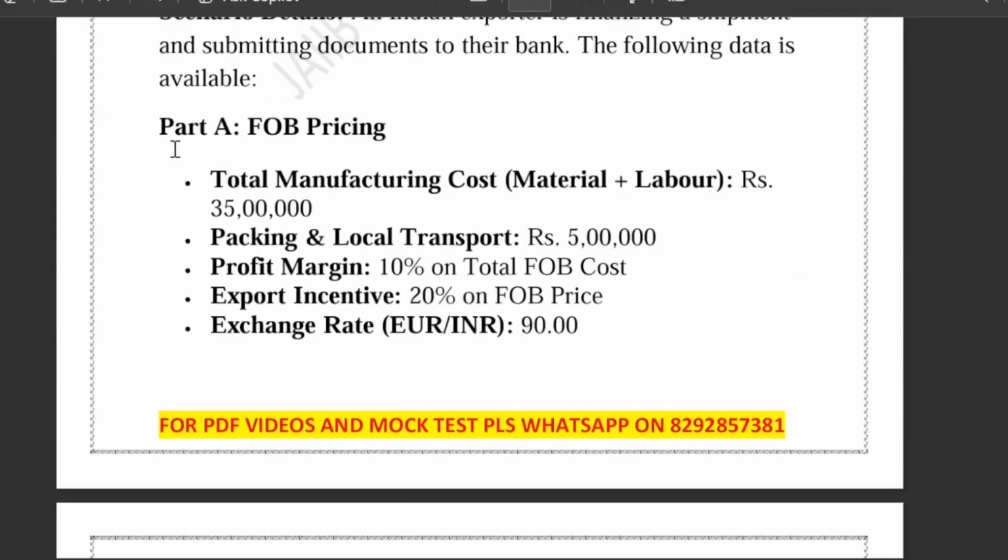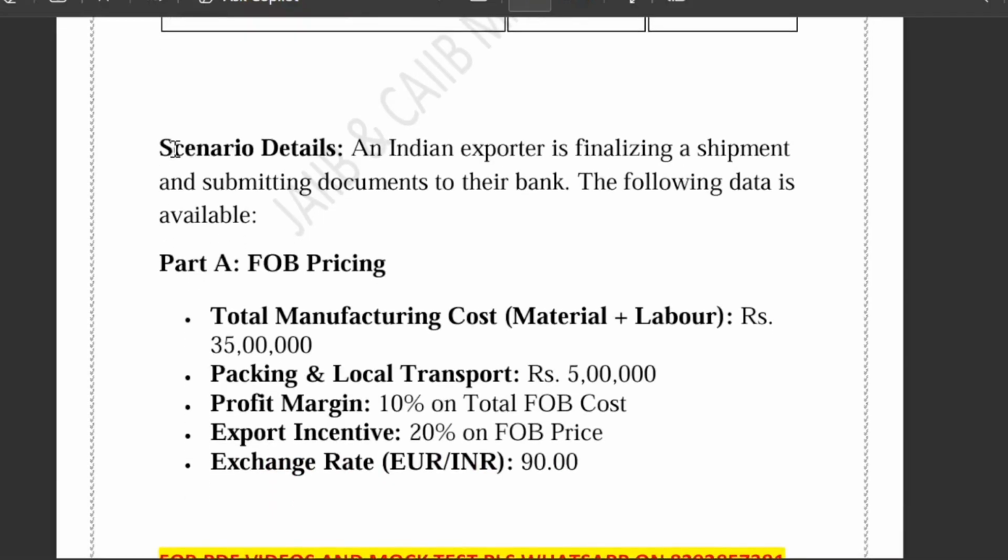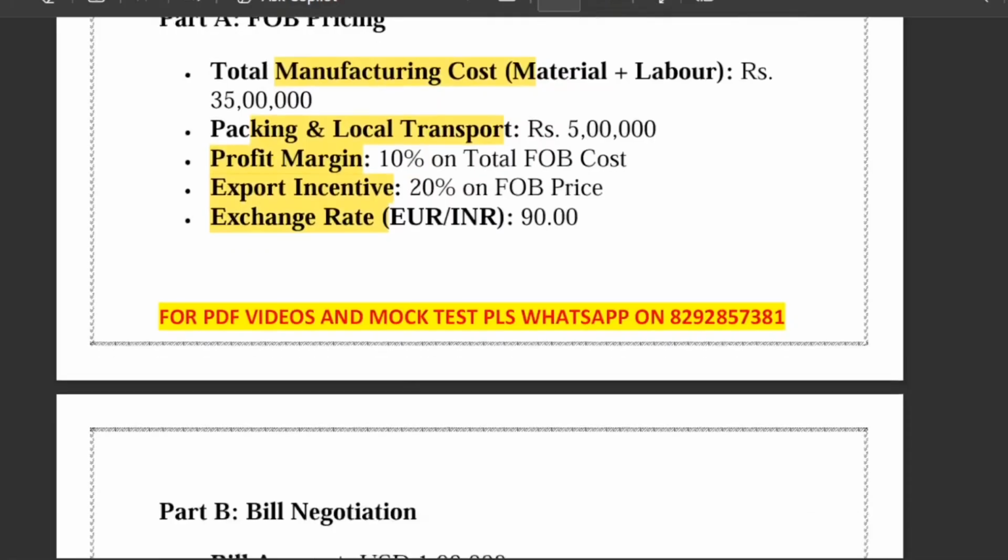Now friends, let's shift our focus to the next question. An Indian exporter is finalizing a shipment and submitting documents to their bank. Some data has been provided. You can see the following data is available: FOB, free on board pricing, total manufacturing cost, packing and local transport cost, profit margin, export incentive, and exchange rate. All this data has been given related to FOB pricing.